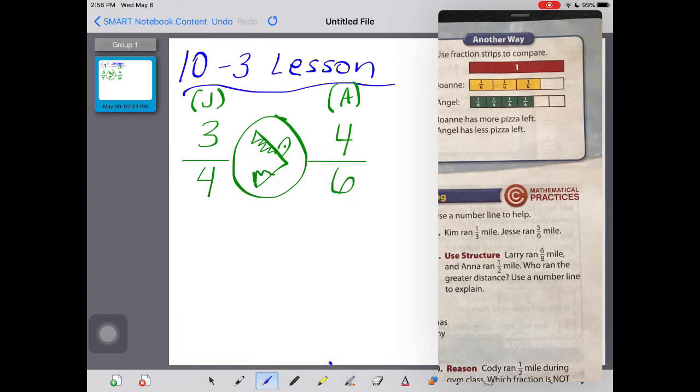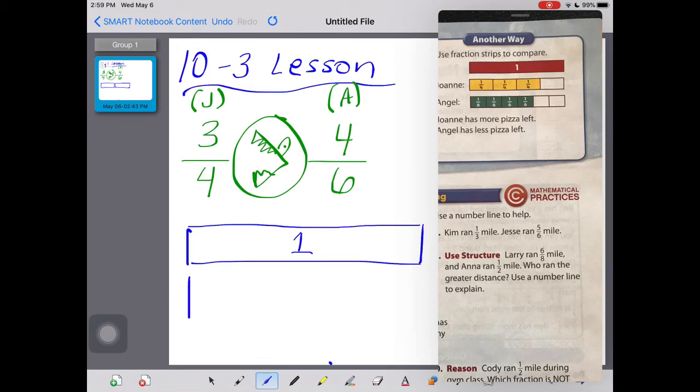So the first one I'm going to draw a rectangle representing 1 whole pizza. 1 big old rectangle. There's my 1. Okay, and that represents the whole pizza. Okay. Now let's look at Joanna. So let's draw Joanna's pizza. Okay, we're gonna have the whole thing there.